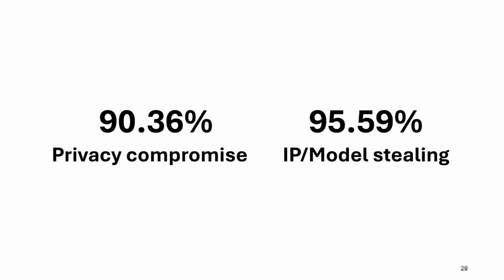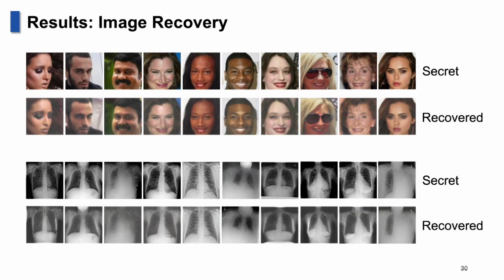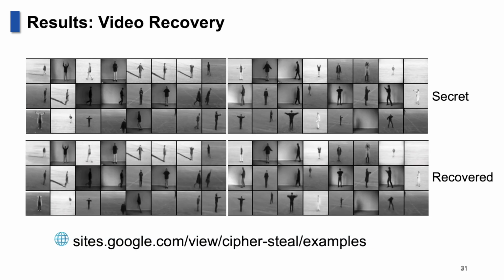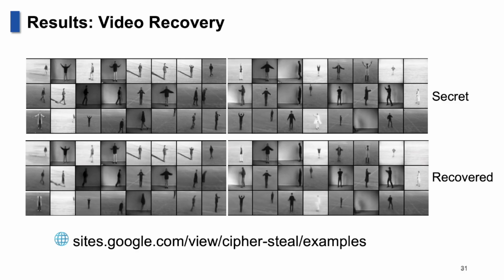We had high success rates for both our objectives, user privacy compromise and model stealing. Here are some examples of the recovered data, and you'll see that they're pretty close to the ground truth. And it works for videos too. If you want to see more of these examples, just simply go to our website.